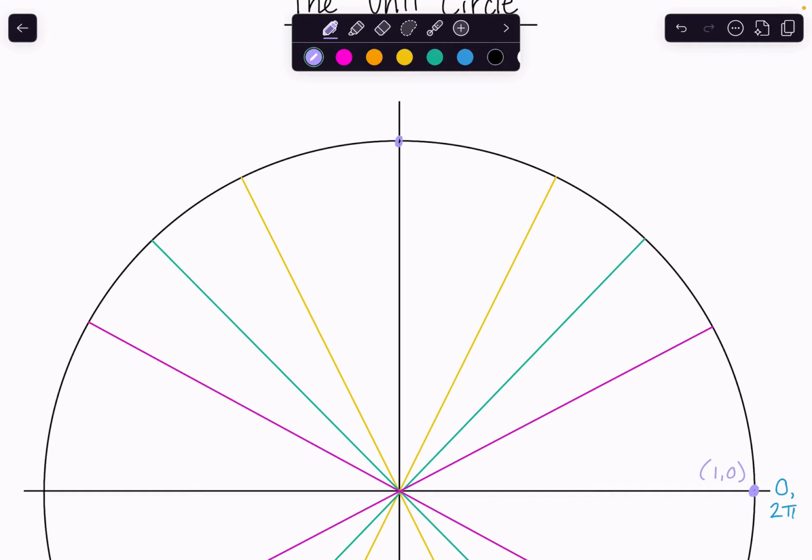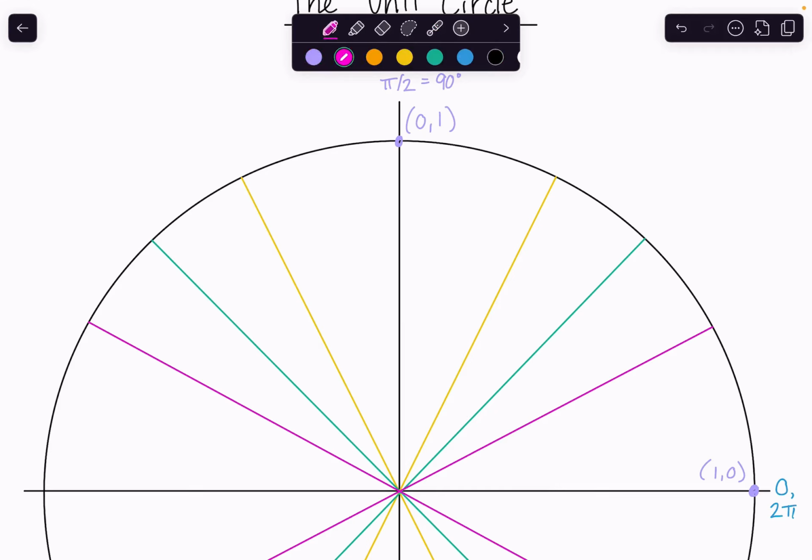When we come up here, this angle would be pi over 2 or 90 degrees. And that coordinate would be 0, 1, okay? So cosine of 90 degrees is 0, sine of 90 degrees is 1. Then we hit, I'm going to do everything in degrees first, and then we'll go through with radians. So we hit all of those main angles.